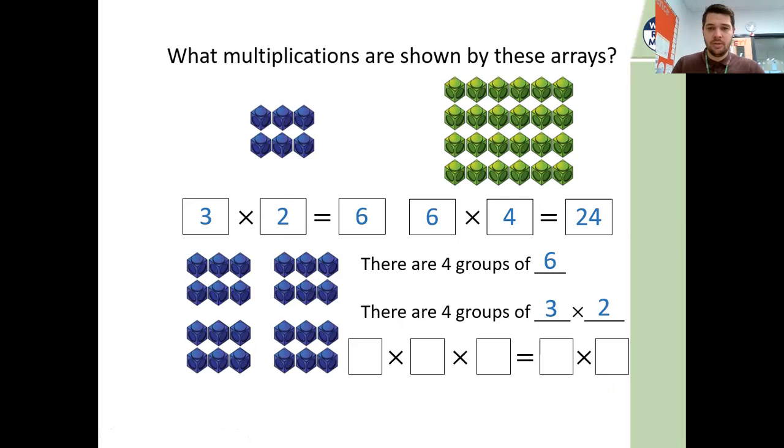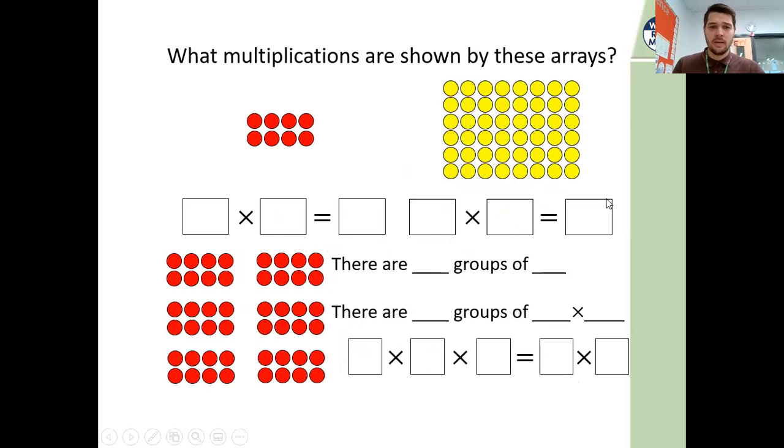What we can now do is we can fit those in to our array. So 3 times 2 times 4, because 4 lots of these go into here, is the same as 6 times 4. Okay? Don't worry if you're not getting it just yet. Hopefully we can look at another example and start to make a little bit more sense.